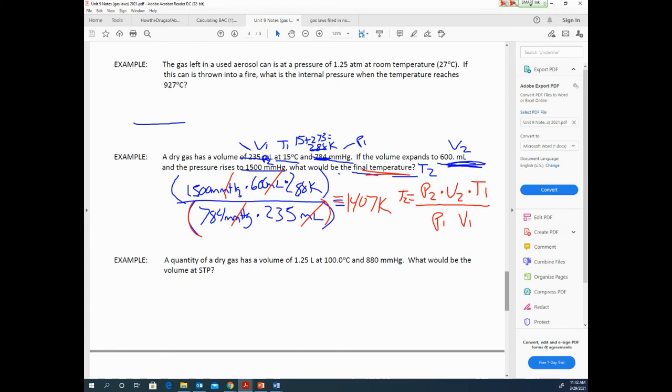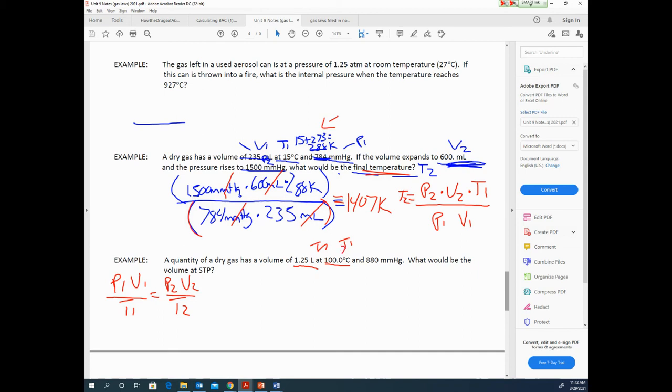Okay, so same thing. Make sure I write it right. So I have P1 times V1 over T1 is equal to P2 times V2 over T2. That's my original combined gas law formula. And now we're going to see what we have. We have a quantity of dry gas that has a volume of 1.25 liters. So that's my volume 1. A temperature, because Celsius is temperature, so I have a T1 of this. But remember, I can't have it in Celsius, so I'm going to have to change this to Kelvin. All you do to change it to Kelvin is add 273. Well, this is easy math.